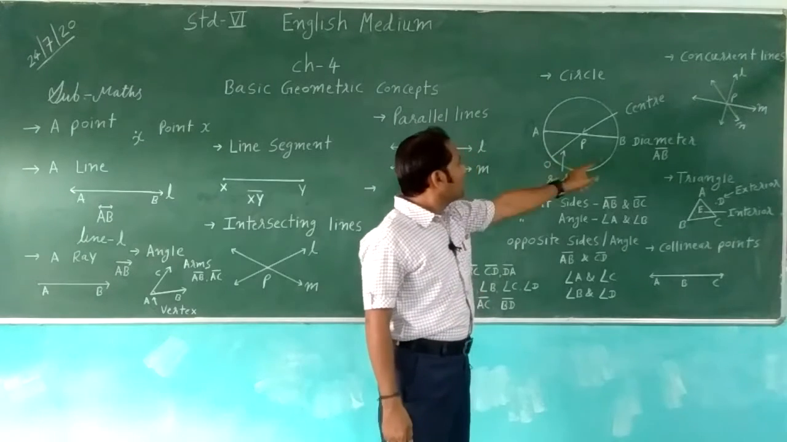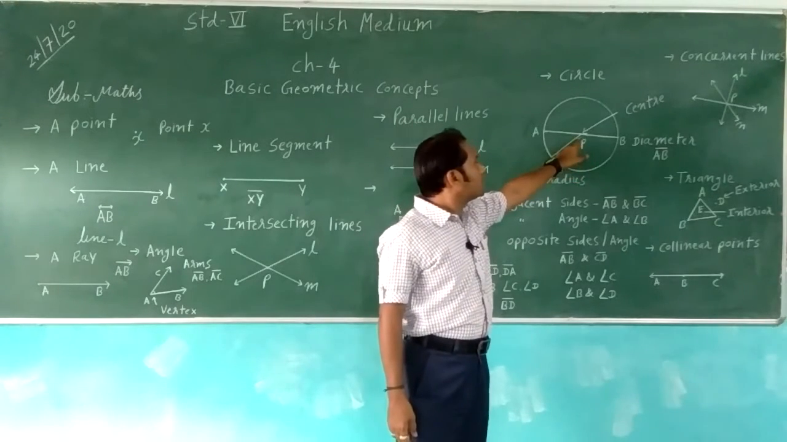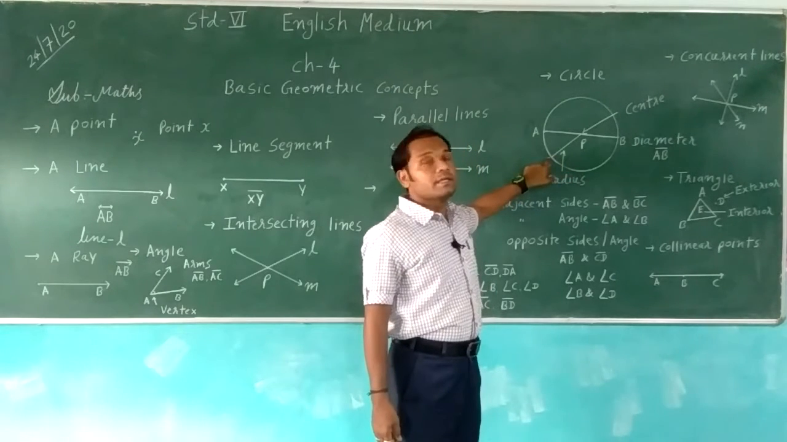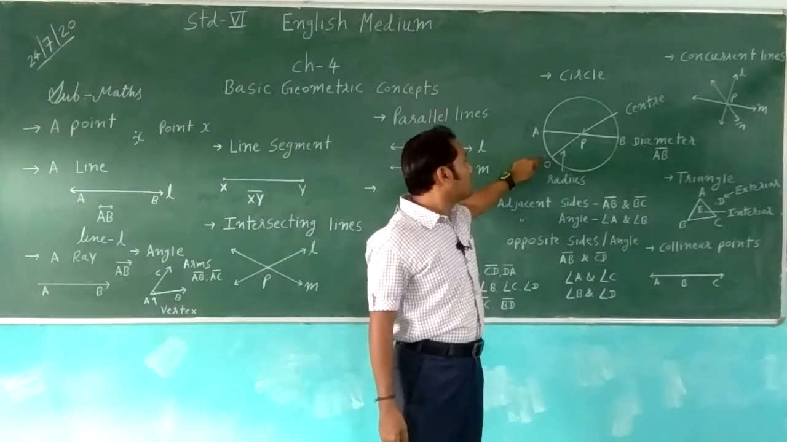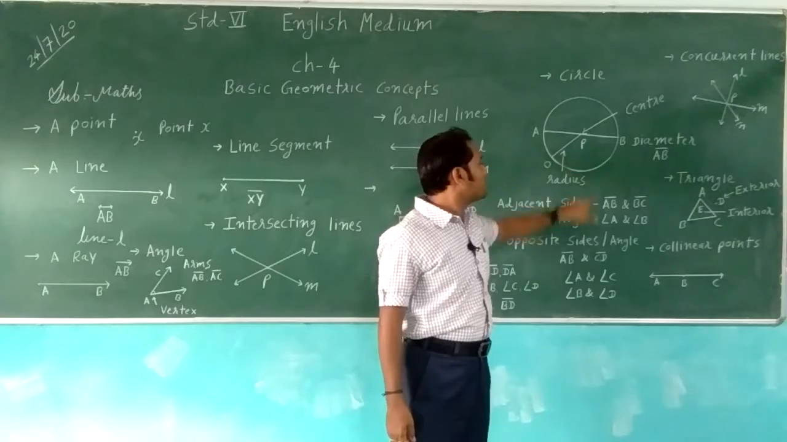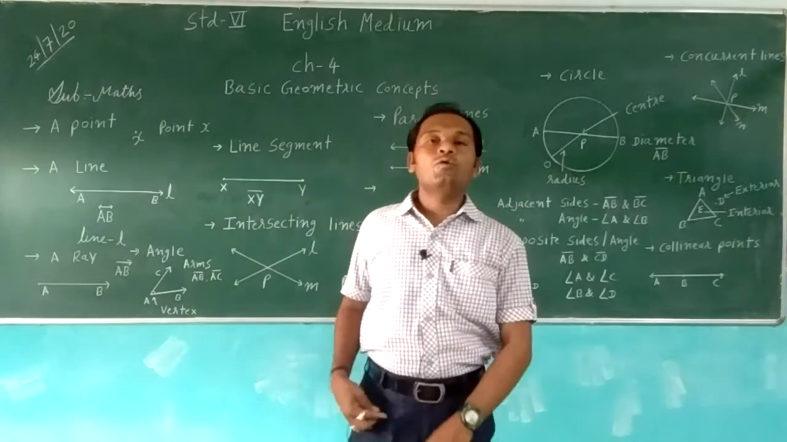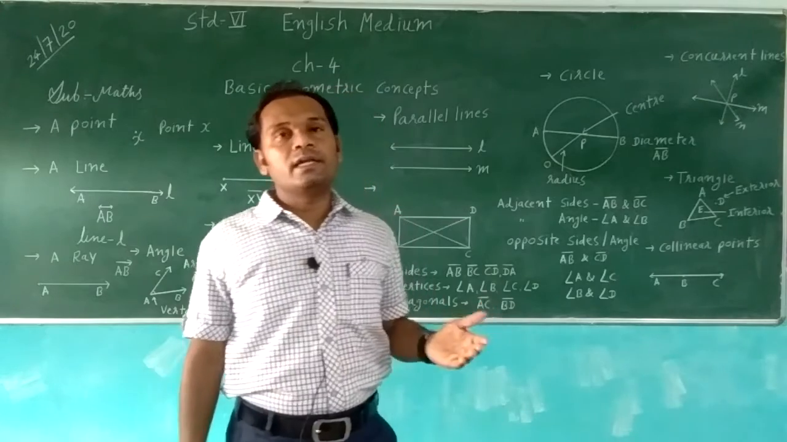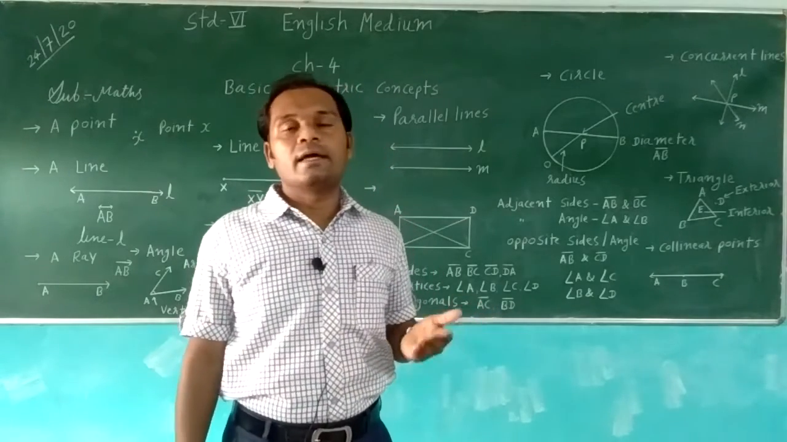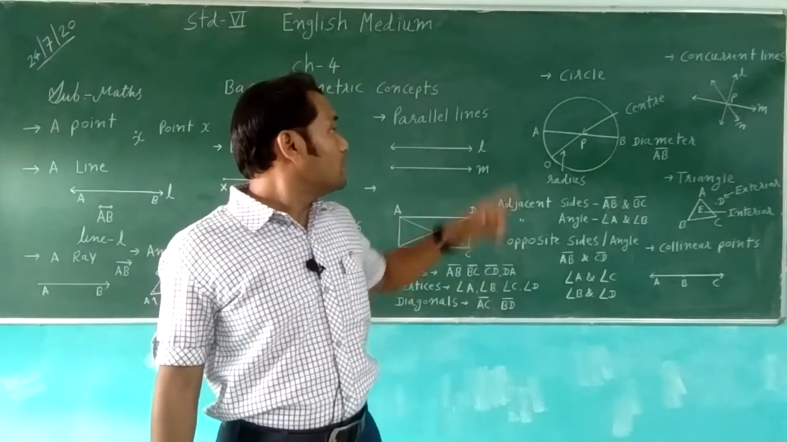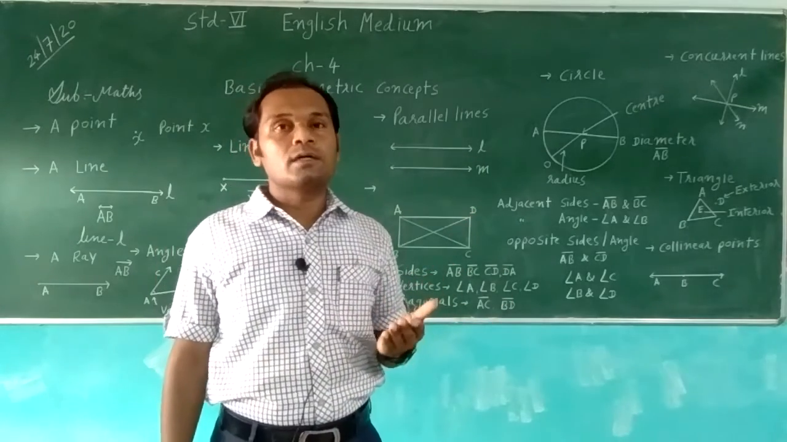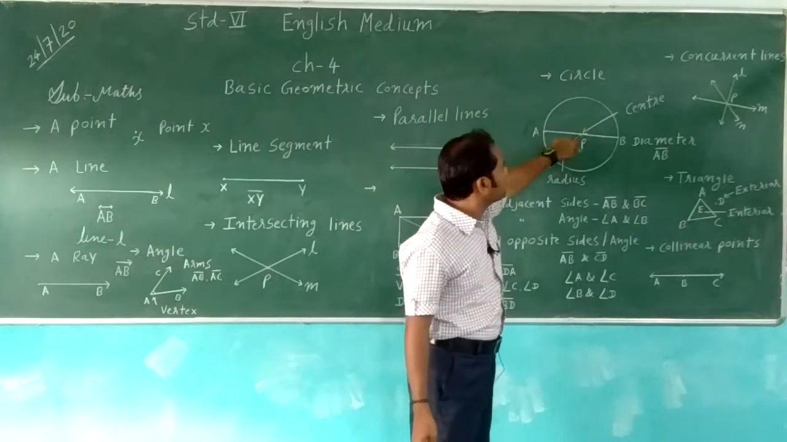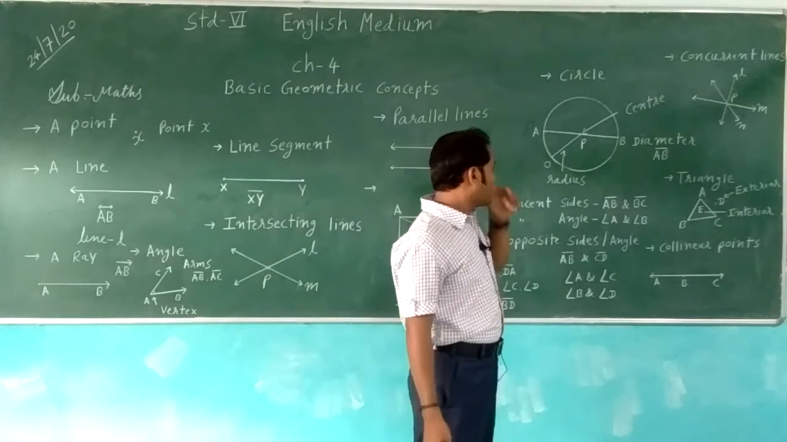If any line starts from the center P and touches the circumference of the circle, then OP is called the radius. If any line starts from the center and ends at the circumference boundary of the circle, then it is called a radius. So this line OP is called the radius.